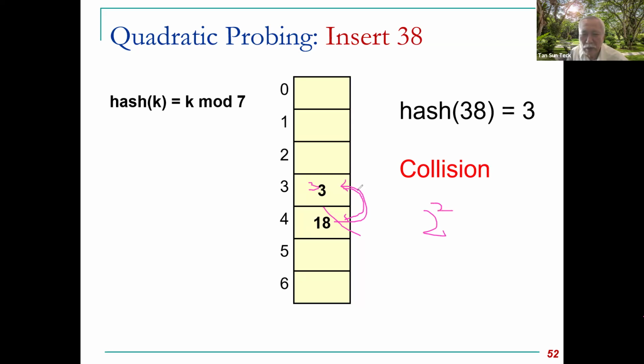So meaning that you count from here, 1, 2, 3, 4. Okay, so you have to put the 38 inside here. Students always do this. Because you are already here, you find that there's a collision, they add 4 from here. So you say 1, 2, 3, 4, and they put 38 down here. This is wrong.